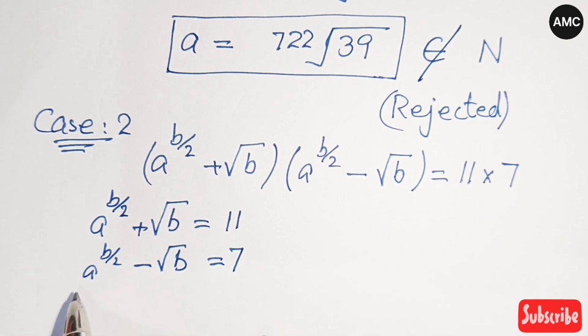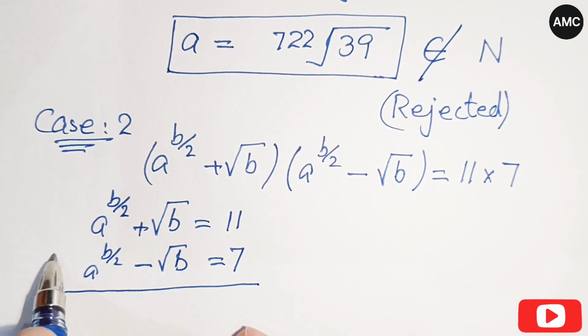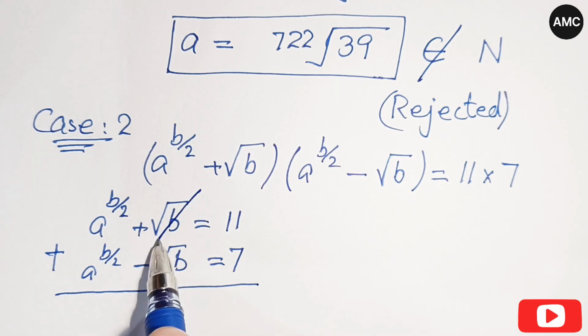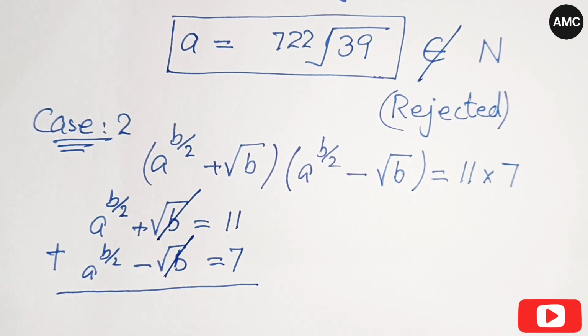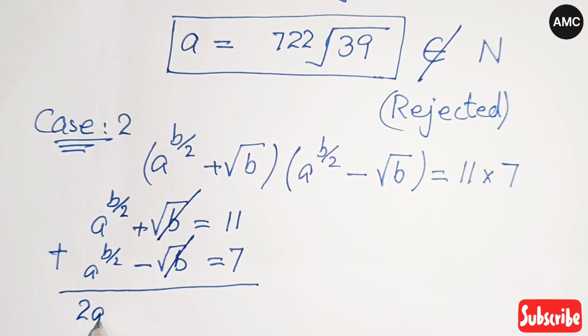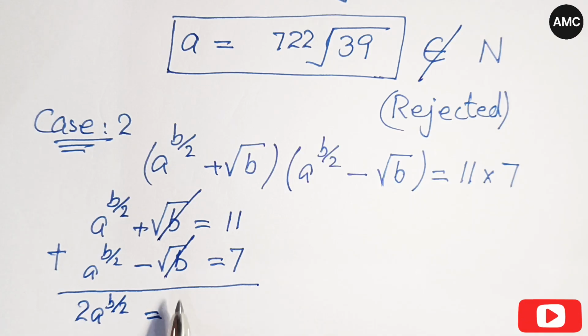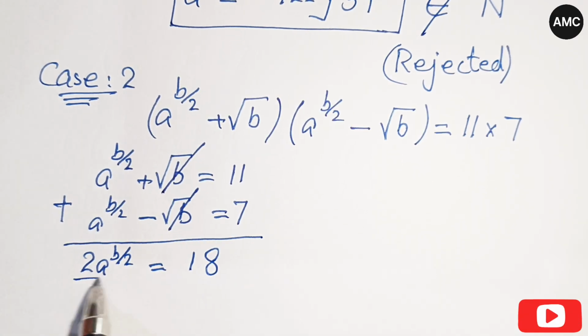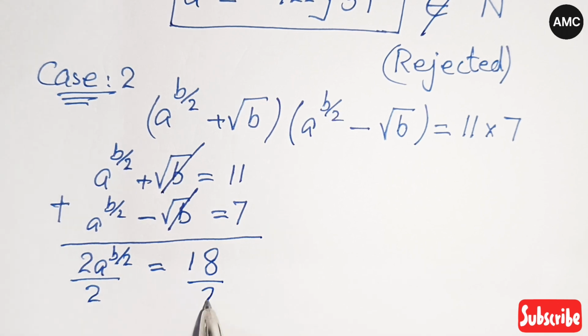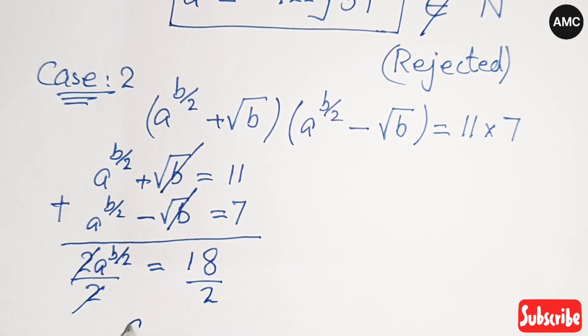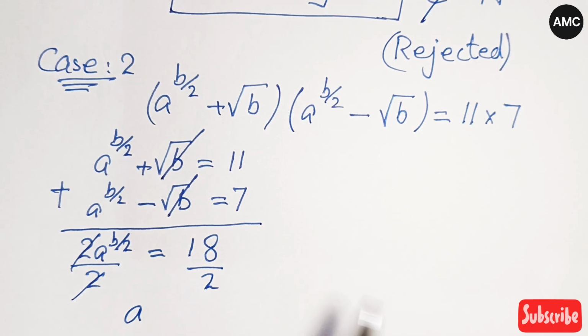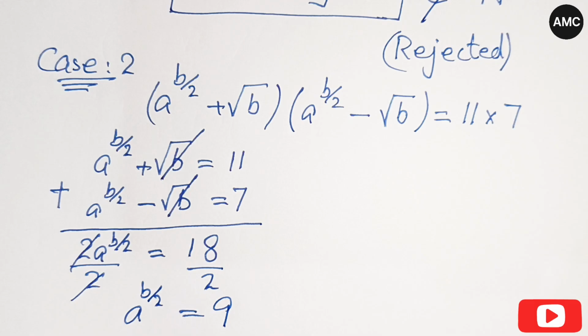Now performing the same step, adding these two equations, the positive square root of b and negative square root of b cancel out. Adding, 2 a to the power b over 2 is equal to 11 plus 7, we get 18. Now dividing by 2 on both sides, this 2 is cancelled out. We have a to the power b over 2 is equal to 9.